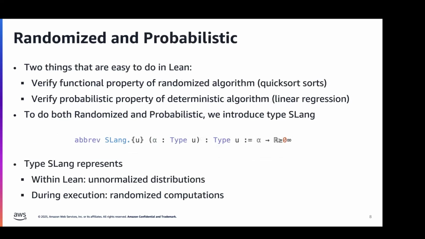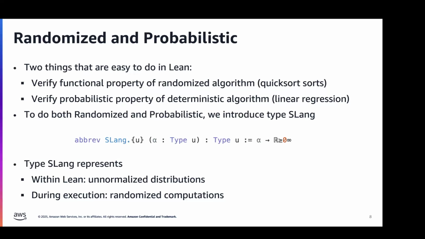Okay, so I want to start explaining how we do this. First of all, and it's a bit of a caricature, note that there are two things that are at least conceptually easy to do in Lean. One is to verify functional properties of randomized algorithms. For example, you might implement quicksort, it's randomized, but if what you want to prove is that quicksort is indeed correctly sorting, the randomness isn't actually of fundamental importance in that reasoning.